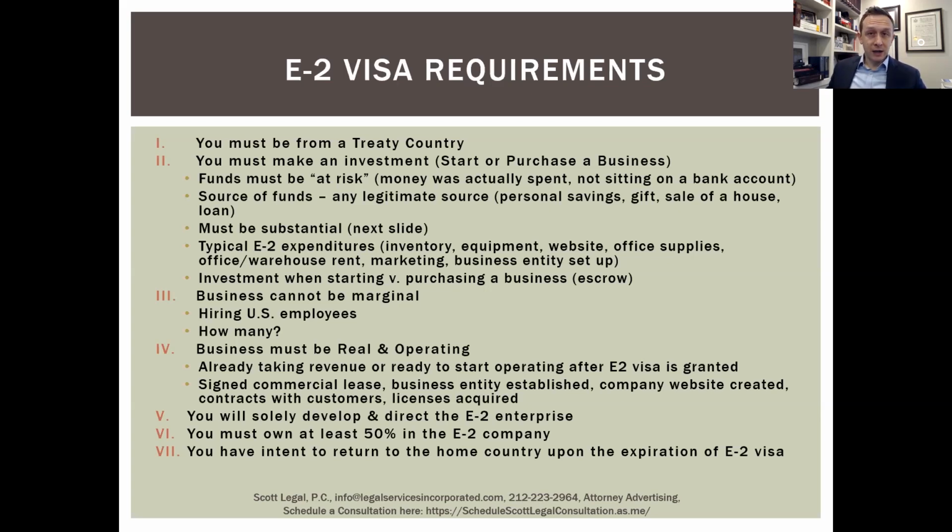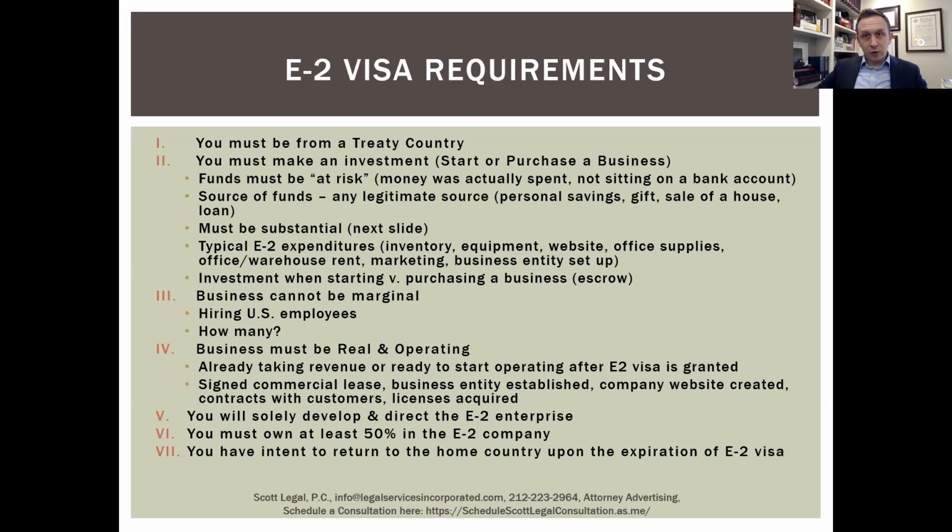You must own, I'm looking at the 6th bullet here on the list, you must own at least 50% of the E2 company. So that means that you can have a 50-50 ownership agreement, and the other person can be anyone. They can be a US citizen, they can be a lawful permanent resident of the United States, they can be a citizen of a non-E2 treaty country, or they can be a citizen of an E2 treaty country. If you have 50-50 ownership shared between 2 individuals who are each citizens of one or more E2 treaty countries, then the company can have the nationality of both individuals. And what that means is that you can hire E2 employees from either E2 country.